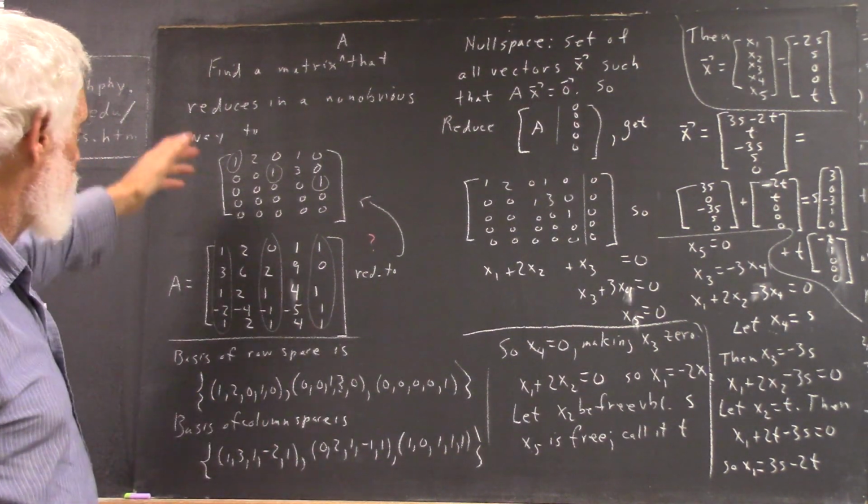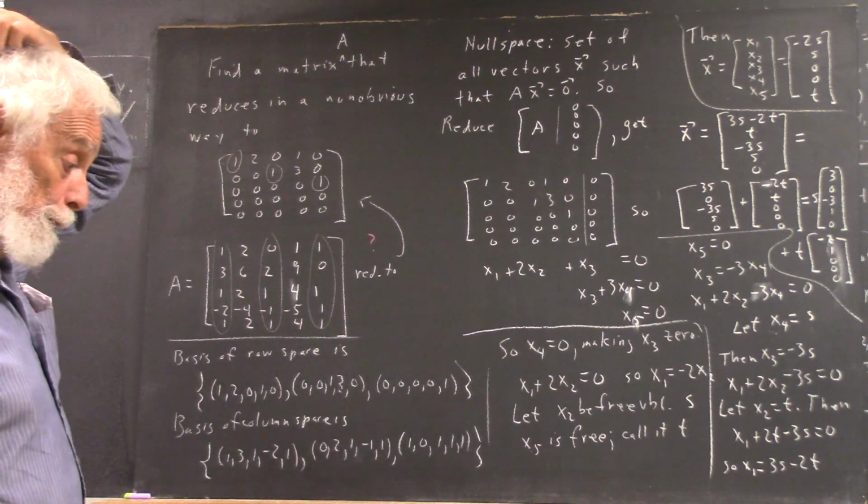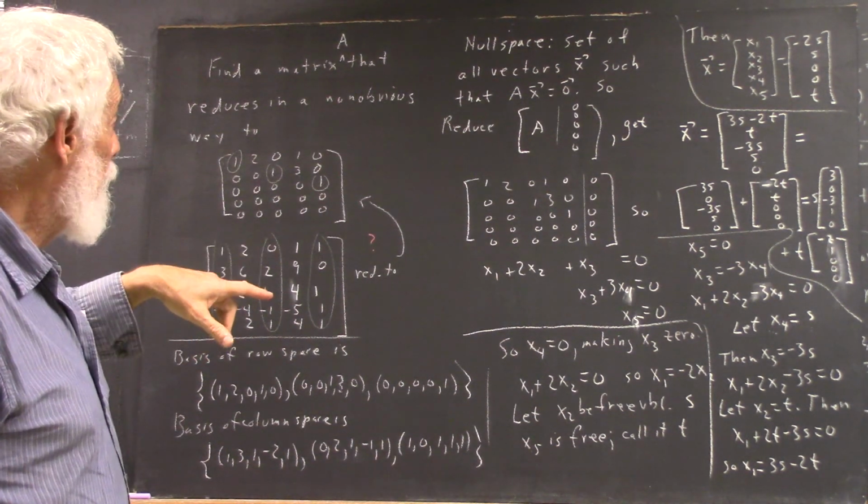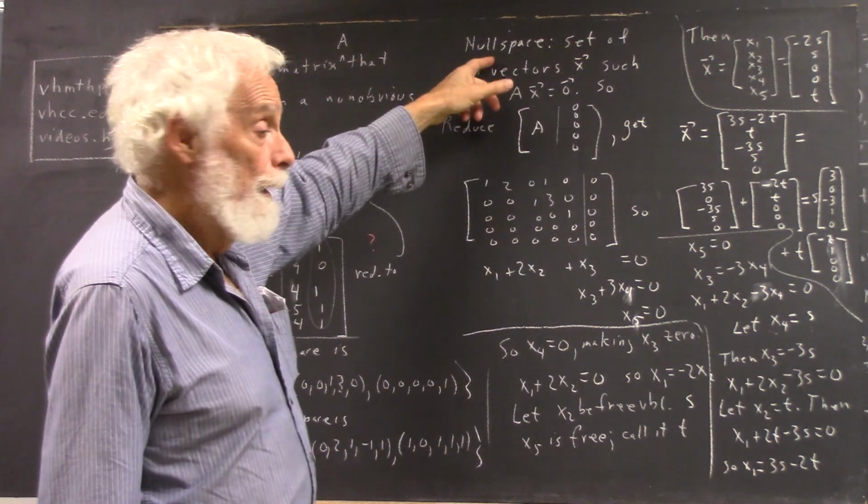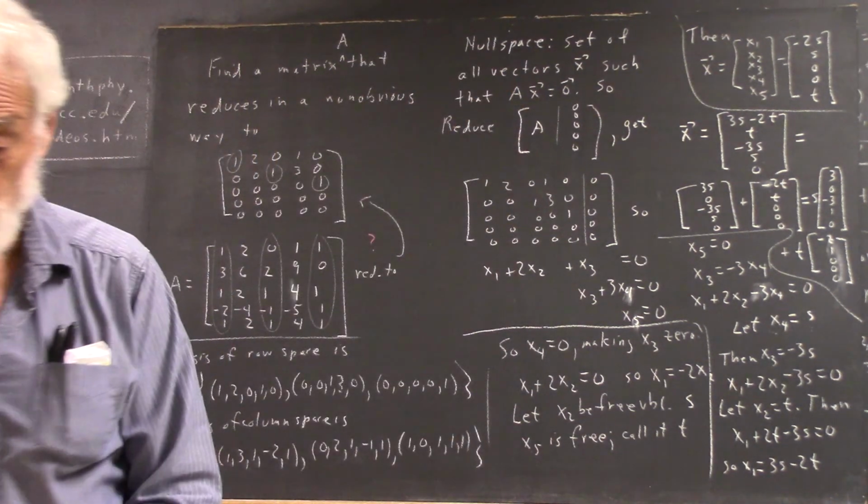Now that's row space and column space, and that's just kind of a review. What we're really after now is the idea of a null space, so we'll do that next.